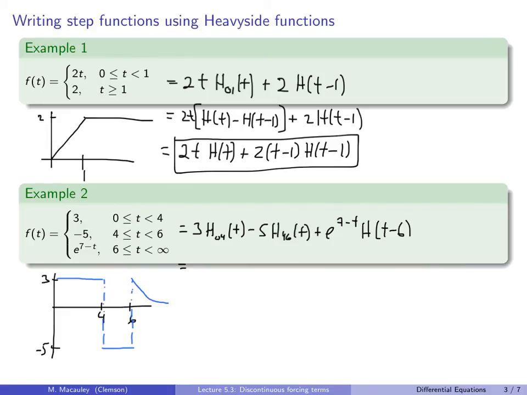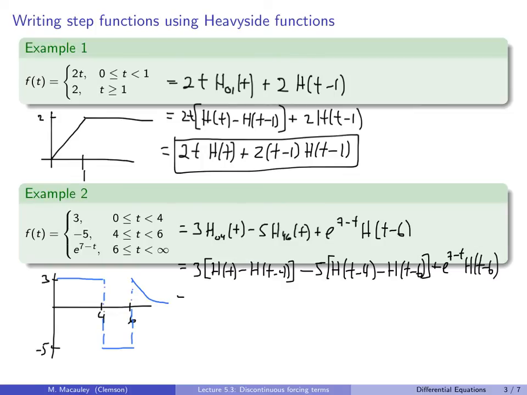So now let's write this only in terms of Heaviside functions. So this is 3 times h of t minus h of t minus 4. This next term is minus 5 times h of t minus 4 minus h of t minus 6. And then this last term, keep it the same way, it's e to the 7 minus t times h of t minus 6.